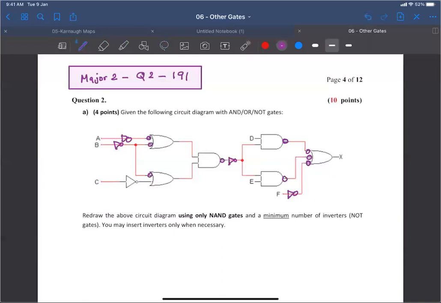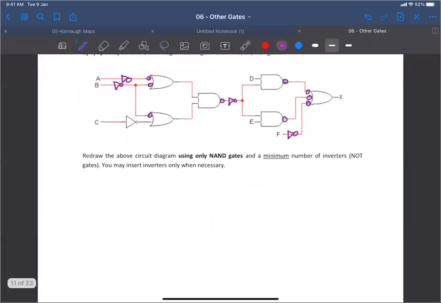All right. And then this is ready as well, because we can change this inverter to a bubble here. So the final circuit is this one here. Actually, A and B.